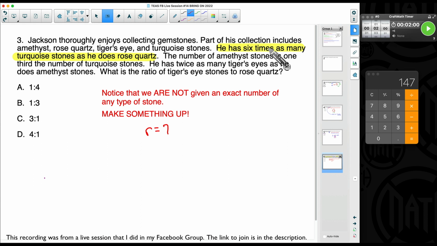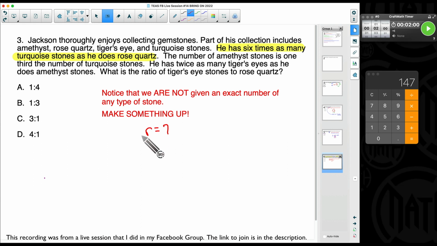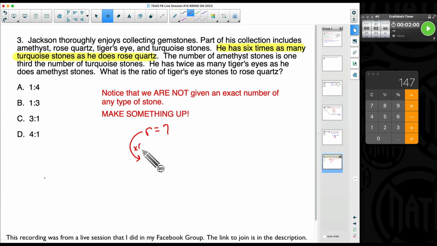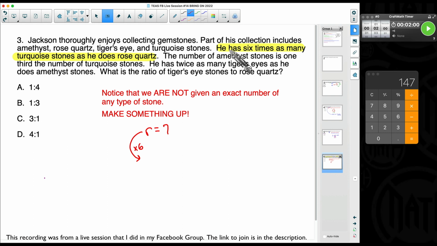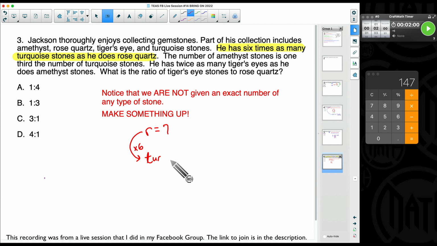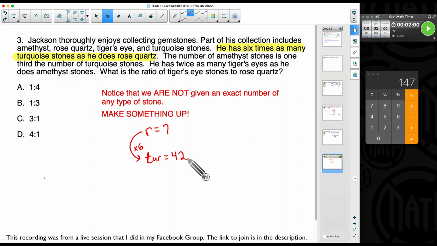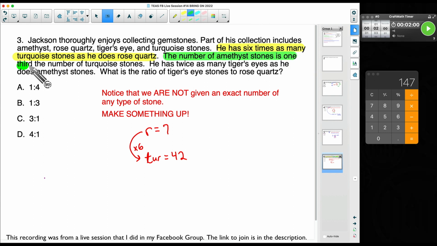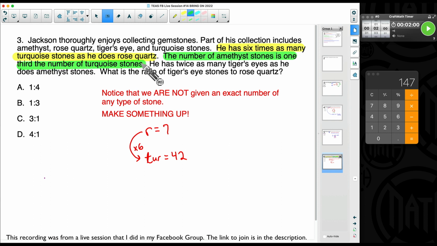So if he has 6 times as many turquoise, if we take the number of rose quartz and multiply it by 6, read this sentence again, he has 6 times as many turquoise as he does rose quartz. So his turquoise, I'm going to write TUR so we don't mix it up with the tiger's eyes, but 7 times 6, he would have 42 turquoise stones. Let's move on to the next sentence. The number of amethyst stones is 1/3 the number of turquoise stones.